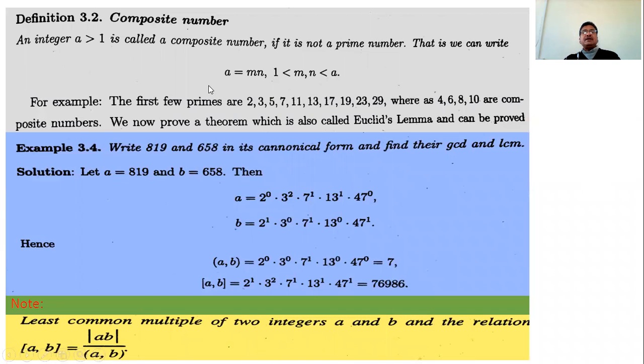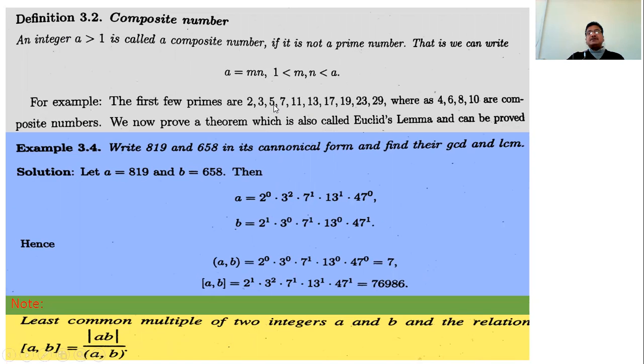So next is the definition of composite number. A number is called a composite number if it is not a prime number. Very simple definition: it is expressed in the form m into n, where m and n are both greater than 1, obviously. So it is expressed as a product of two numbers greater than 1, or the numbers that are not prime are called composite numbers. Obviously the numbers are greater than 1.